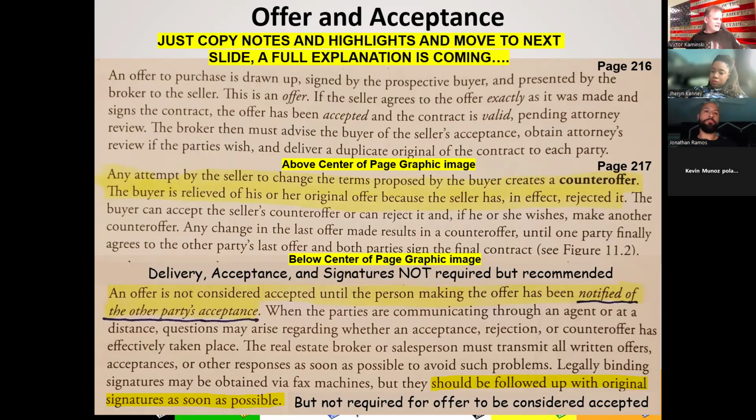Just let me know when everybody's got that, and I'll move on to the next slide, which explains this in my own wording. Got it.